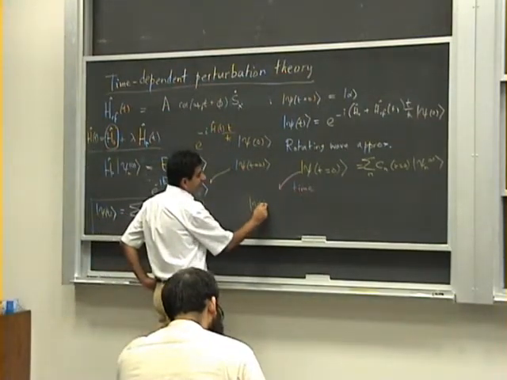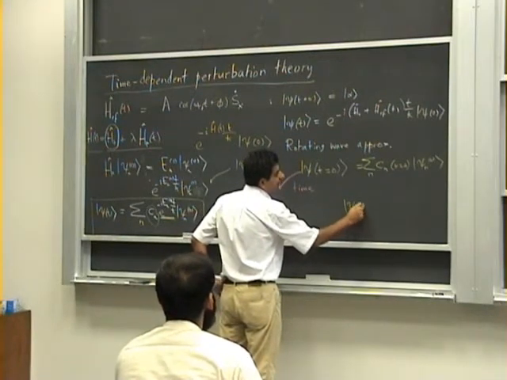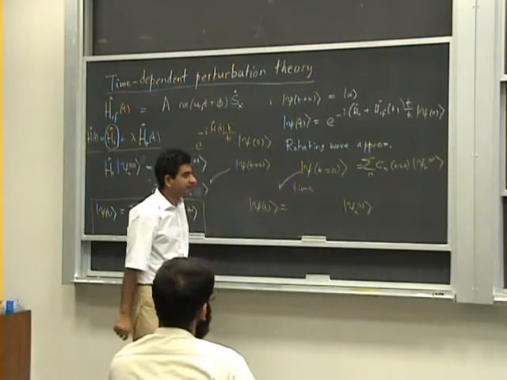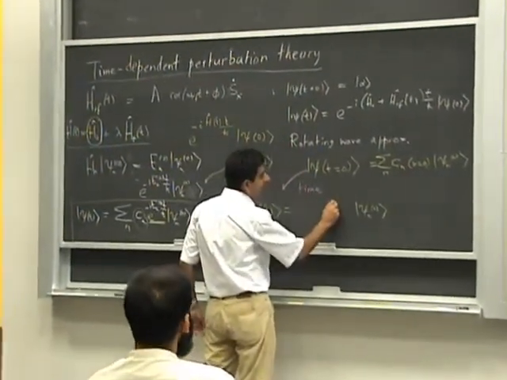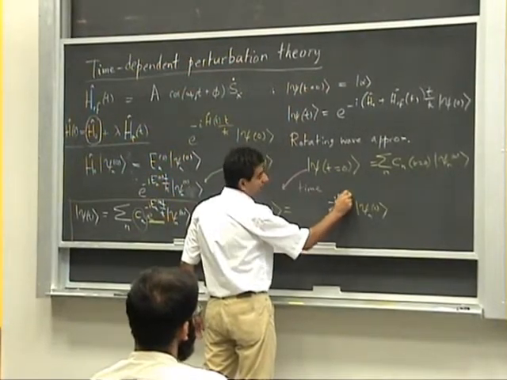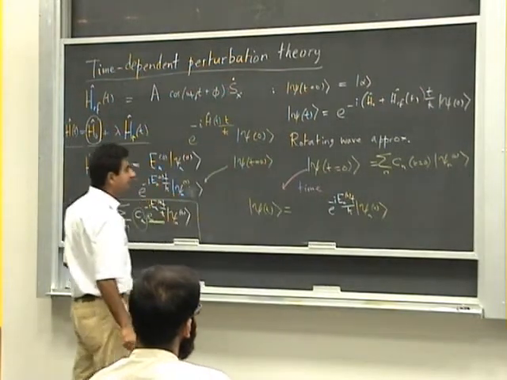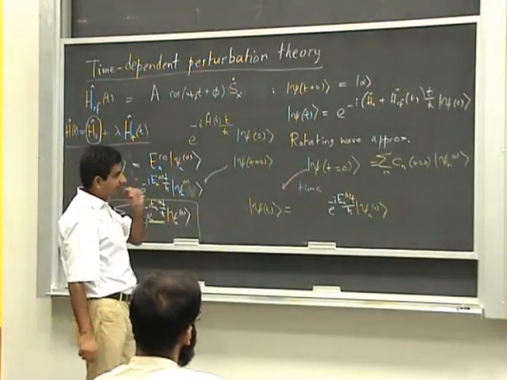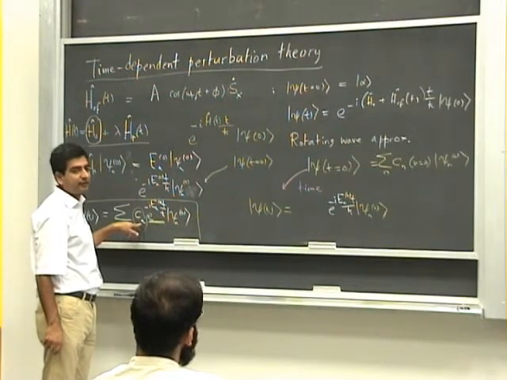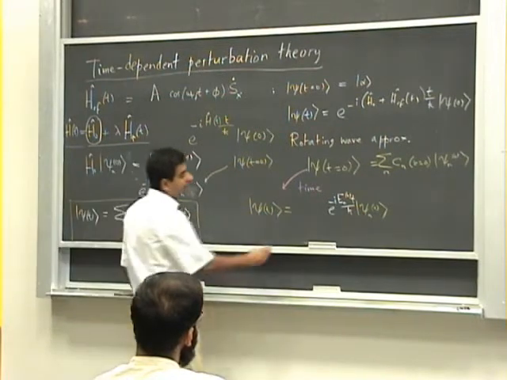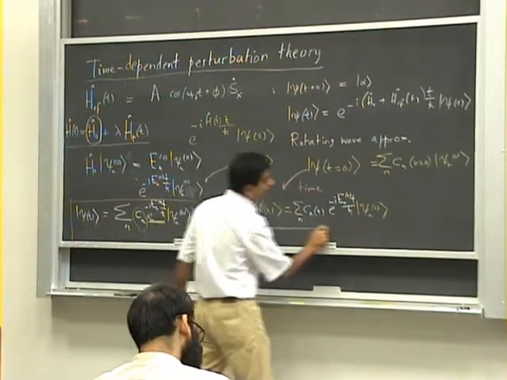You can express the state psi of t as a linear combination of the eigenstates of the unperturbed Hamiltonian, modulated by the relative phase factors e to the minus i En naught t over h bar. And if you would like to make this state vary with the time dependent Hamiltonian, I would like to factor in all the time dependence in this coefficient Cn. So I would put Cn as a function of time and sum over all possible values.